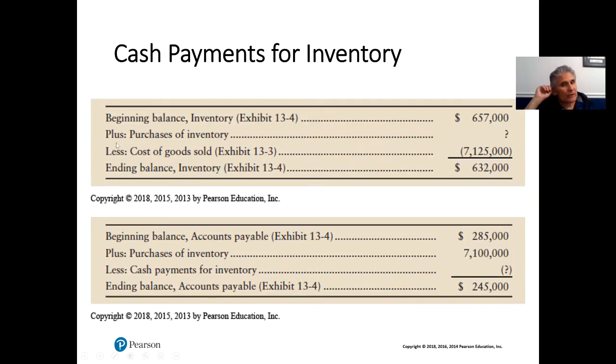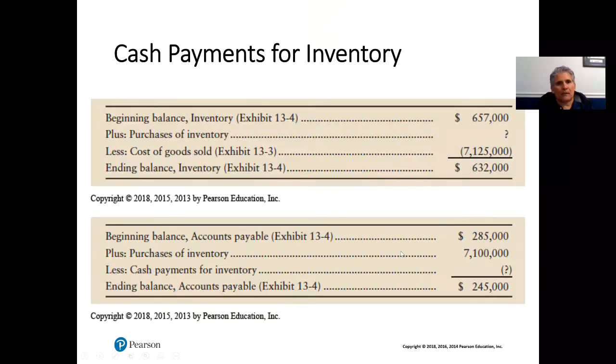Actually, the cash payments for inventory is a little bit more complicated. There's two processes to get the cash payments for inventory. The first thing we need to know is, well, what were the purchases? How much inventory did we purchase? Then once we know how much we purchased, we have to figure out how much cash we paid for those purchases. So to come up with the first part, how much do we actually purchase in inventory? Well, we're going to take our beginning inventory balance, which was 657,000, plus purchases, that's the unknown variable. We're going to subtract from that the cost of goods sold, which we can get from the income statement. And then that should give us the ending balance of inventory, 632,000.